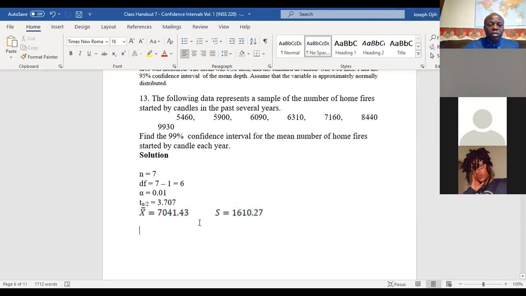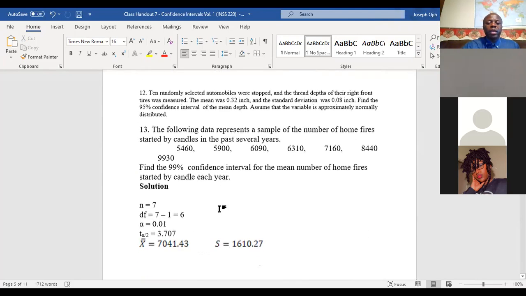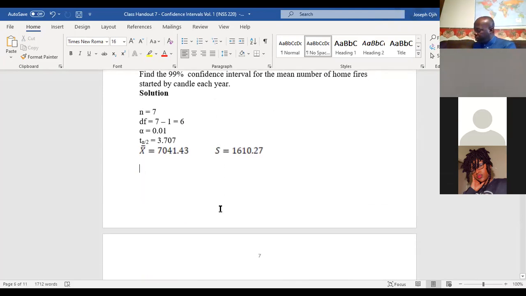So the error margin, we use the same formula we used to get it, which is this one here: t alpha over 2 times standard deviation over square root of n. We write it down, and then we can put it in to get our error, and then our confidence level. So the error is equal to t alpha over 2, which we got as 3.707, times the standard deviation of 1610.27 over the square root of n, that means square root of 7.